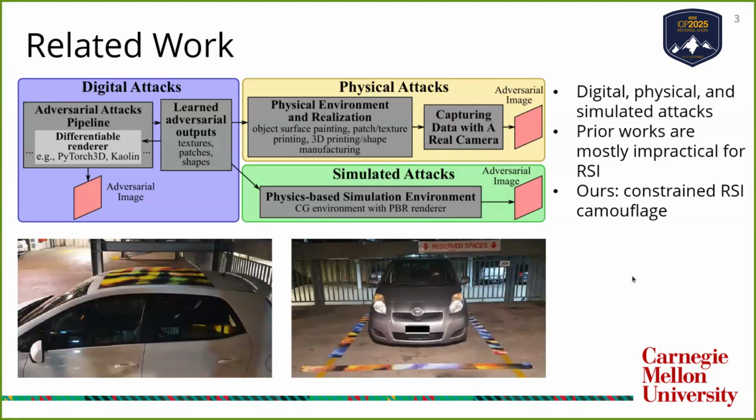Physical adversarial attacks in aerial imagery are rare. One example by Du et al. uses adversarial patches placed on vehicles. Unlike that, we modify the entire vehicle, apply stricter constraints, and test our approach in a physics-based simulator that closely reflects real-world conditions.